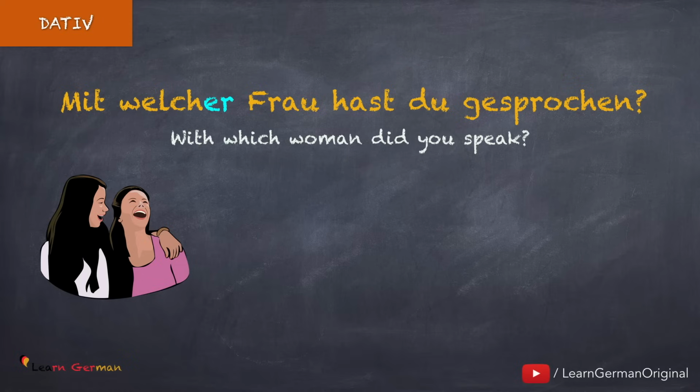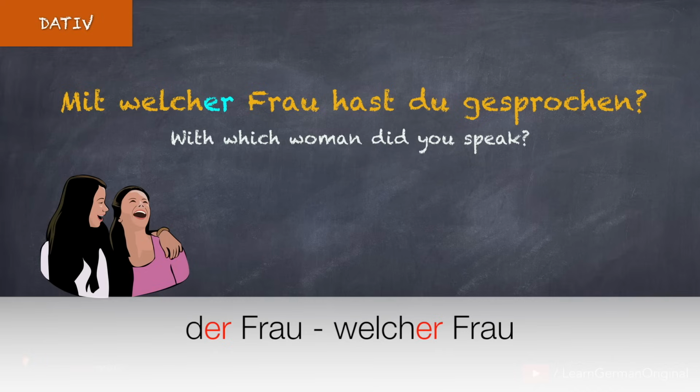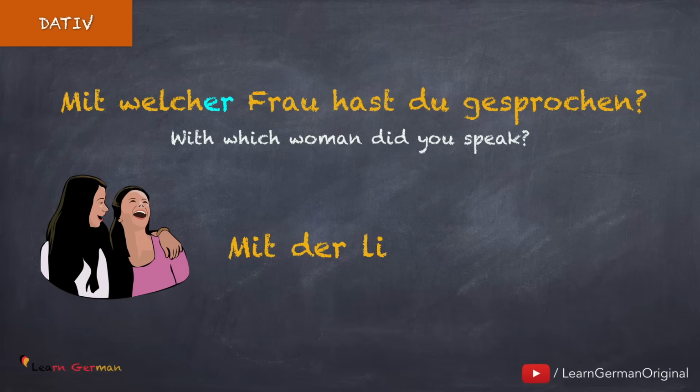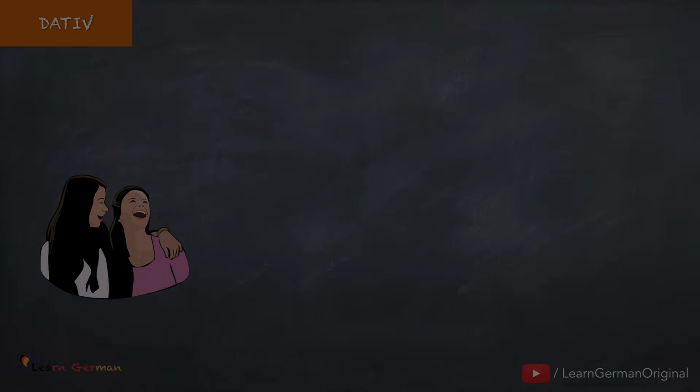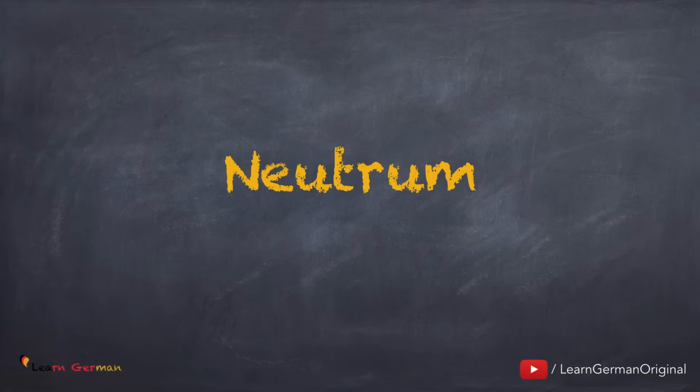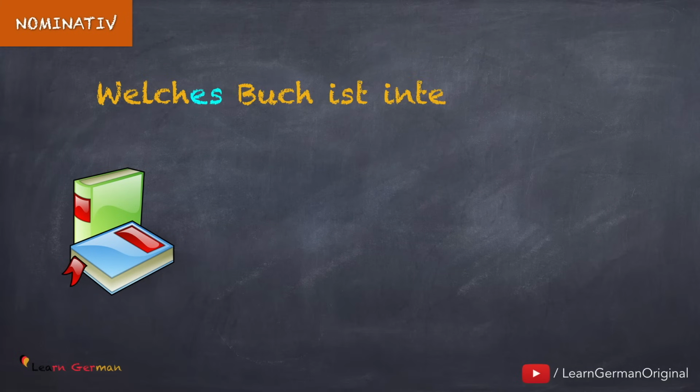In this case, we are using a dative preposition mit. The feminine article die changes to der in dative. Hence, welch takes the ending er from the dative feminine article der. Mit der Linken. Don't forget to use the preposition here. Now let's move on to the Neutrum article. Let's look at the nominative case.